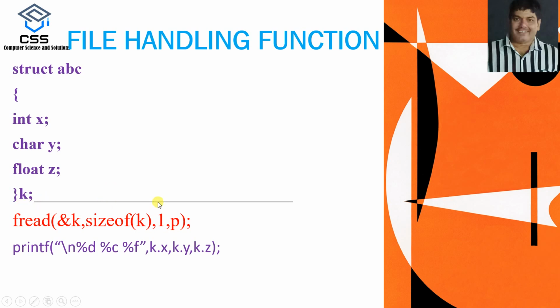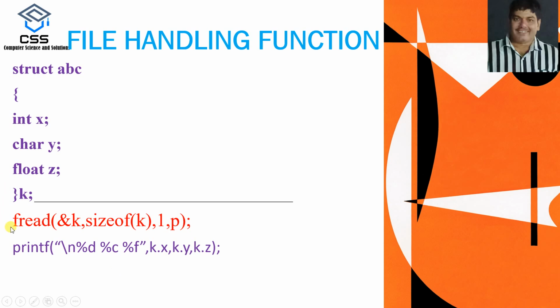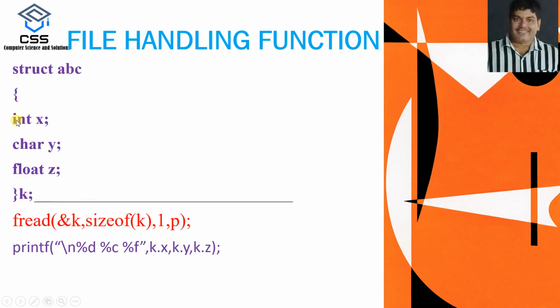If we want to read the value that is present in xyz, then how can we read? fread, address of variable, meaning in k the value will be stored. How much space will it take? The entire space consumption is float 4 bytes, integer 2 bytes and character 1 byte, which is 7 bytes. One means one record, p is the file pointer, meaning whatever data I read from p, that is xyz, will be loaded into k.x, k.y, k.z. How do you have to access? You have to write k.x, k.y and k.z.